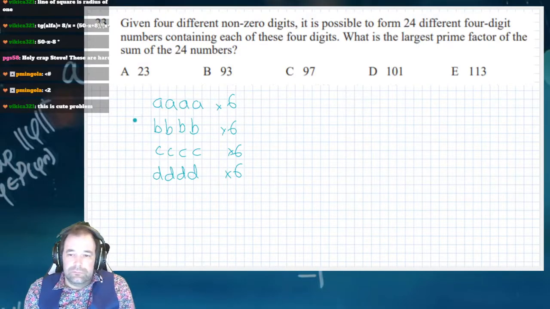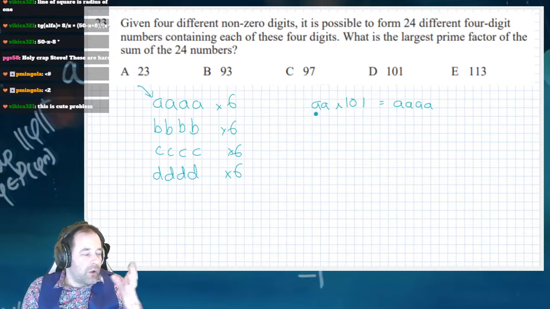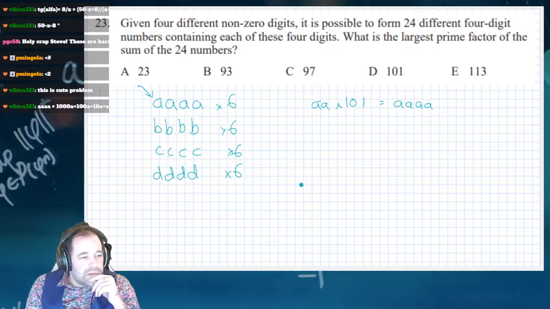Well, hang on. This has 101 as a factor. AA times 101 is AAAA. So I think it's going to be D. So it doesn't matter what the digits A are. AAAA, 6 of them, they're all multiples of 101.